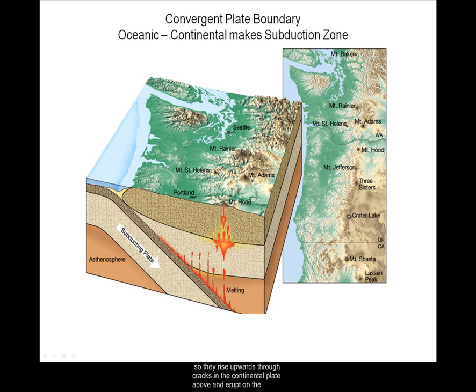Melting the rocks lowers their density, so they rise upwards through cracks in the continental plate above and erupt on the surface as a back arc volcano, also known as stratovolcanoes. The Cascade Mountain Range in Oregon and Washington State are active back arc volcanoes produced by the subduction zone just offshore.